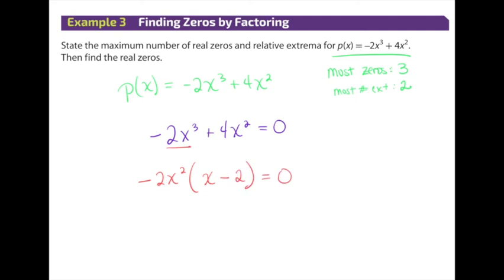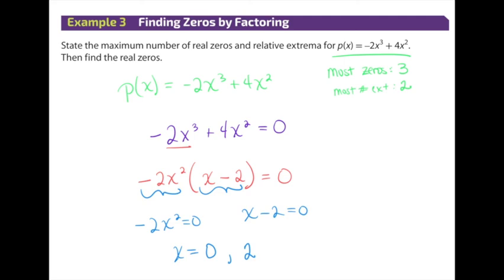All right. Once I do that, I set each one of those equal to 0. So I'm going to set this guy equal to 0. And I'm going to set this guy equal to 0. That's just my rule of factoring. All right. Where does the first one equal 0? At x equals 0. And this one is at x equals 2. All right.